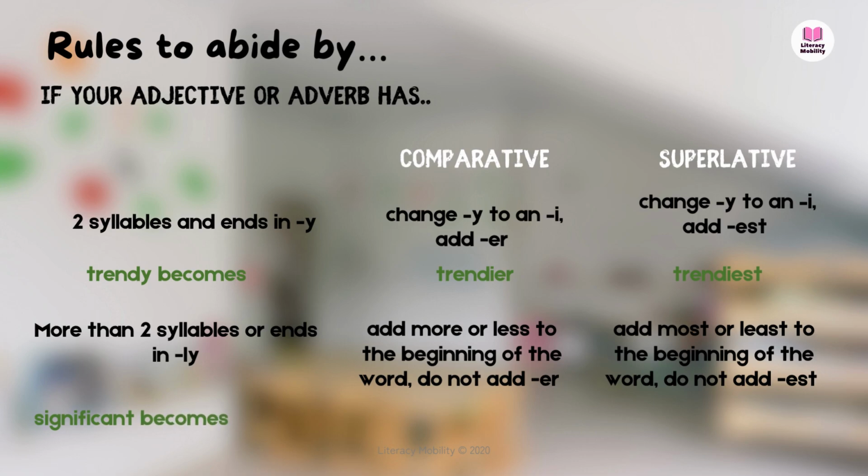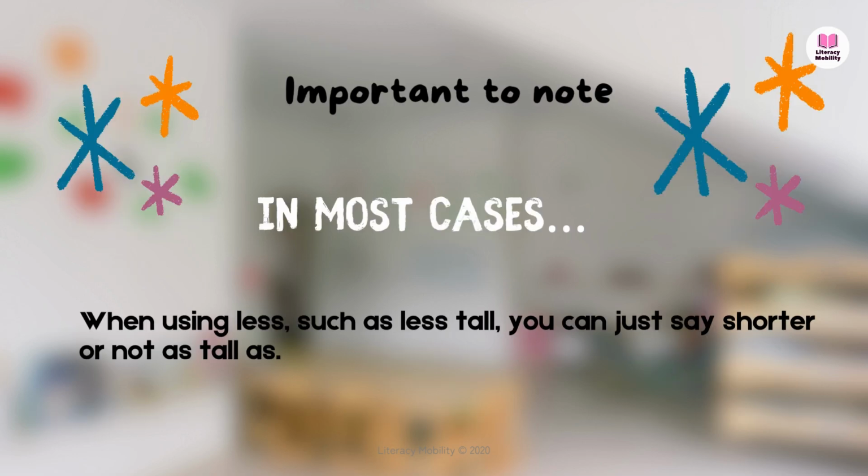If your adjective or adverb is more than 2 syllables and ends in LY, for a comparative, add more or less to the beginning of the word and do not add ER to the end. For a superlative, add most or least to the beginning of the word. Do not add EST to the end. So a word like significant would become more or less significant or most or least significant. It's important to note in most cases, when using less, such as less tall, keep it simple. You can just say shorter or not as tall.